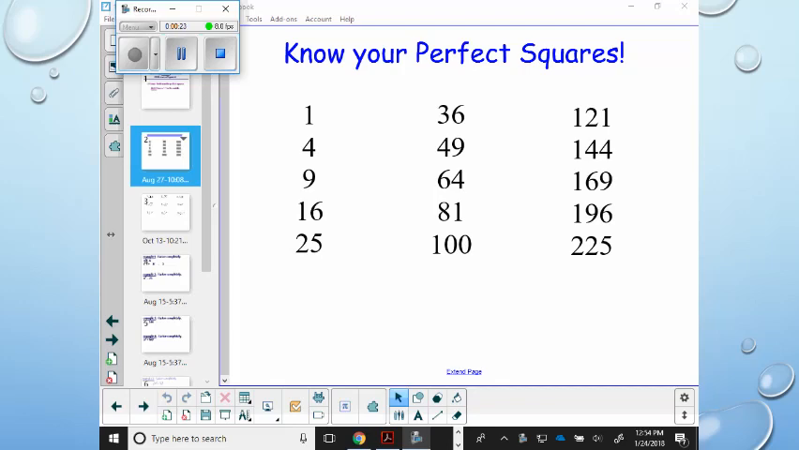I got 1 from 1 squared. I got 4 from 2 squared, 2 times 2. You see that pattern?